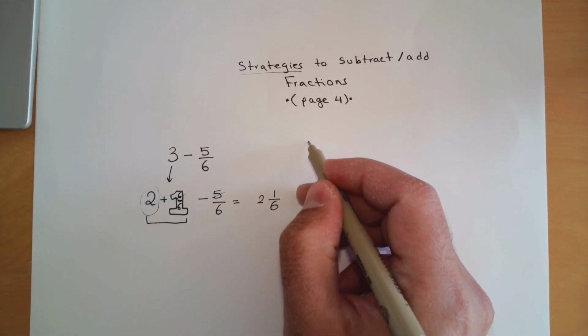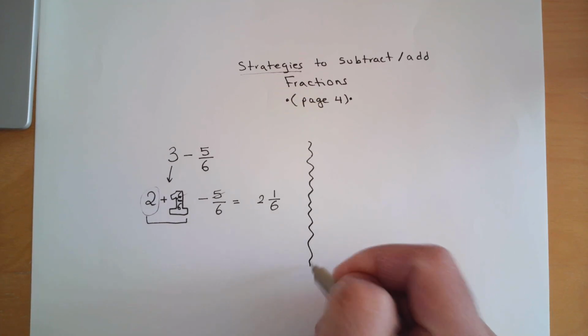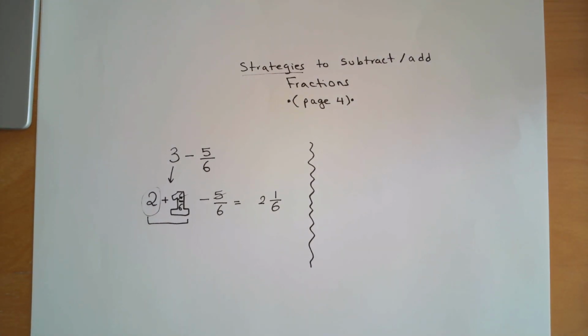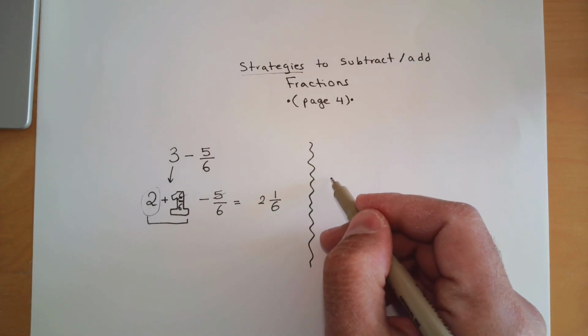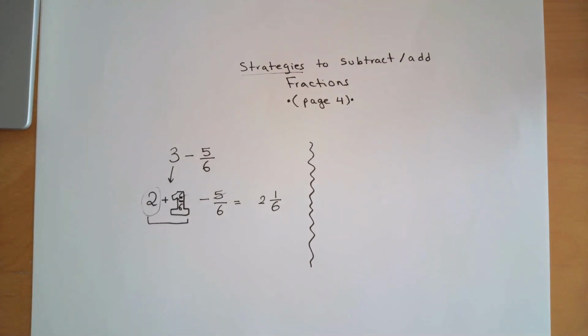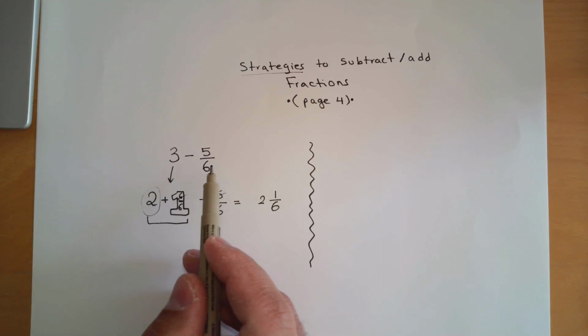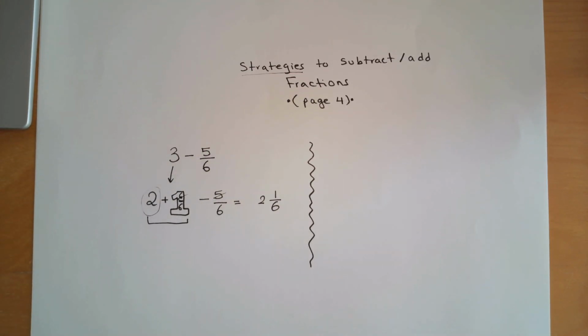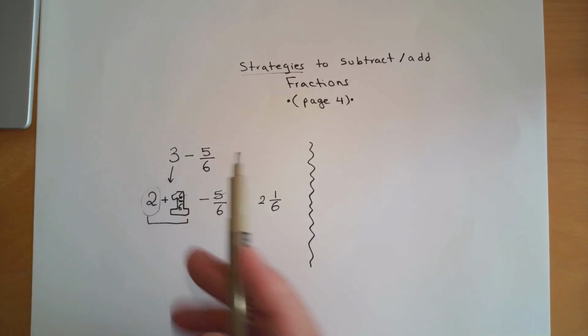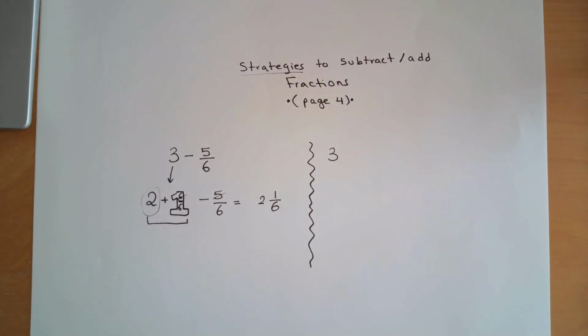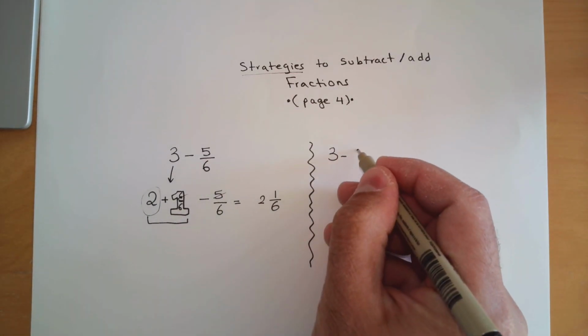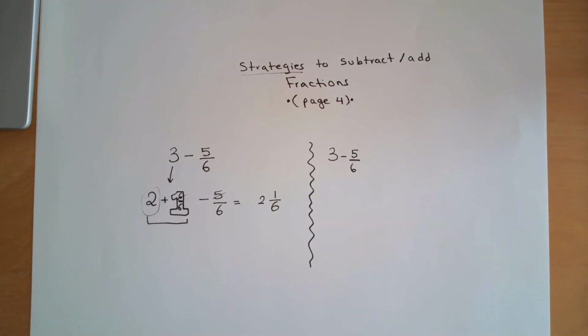Now, the second way that I'm trying with you, and we didn't talk about in class, is using a number line. So we have to ask ourselves when we're using a number line, what do we have? When we say 3 take away 5/6, do we have 5/6 or do we have 3? And the answer is we have 3, right? We have 3 wholes, and from those 3 wholes, we want to take away 5/6, right?